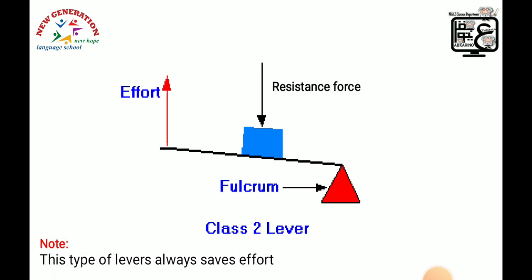And now we are going to talk about the second class lever. This type of lever always saves effort or has a mechanical benefit. Why? Give reason. Because the force arm is always longer than the resistance arm, so the effort force is always smaller than the resistance force. So this type of levers always saves effort.